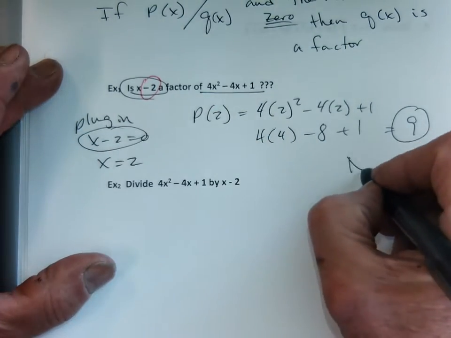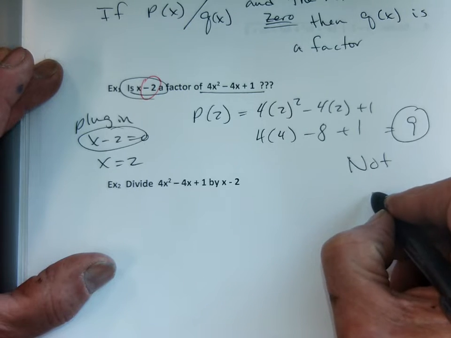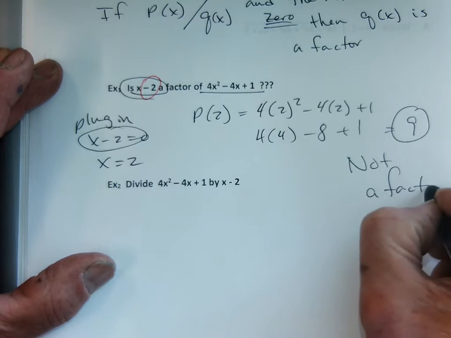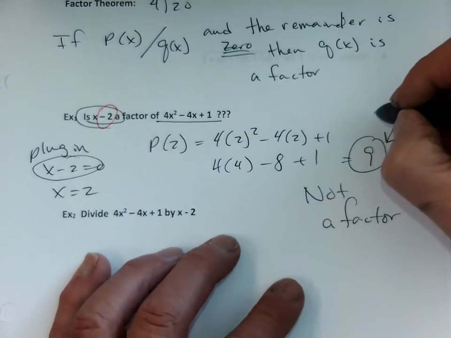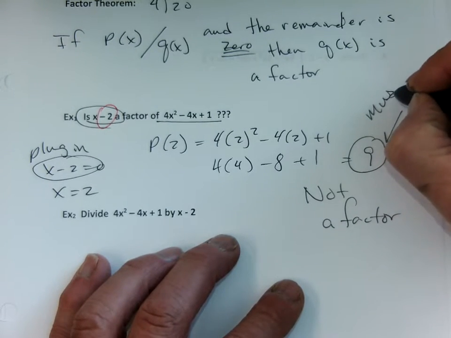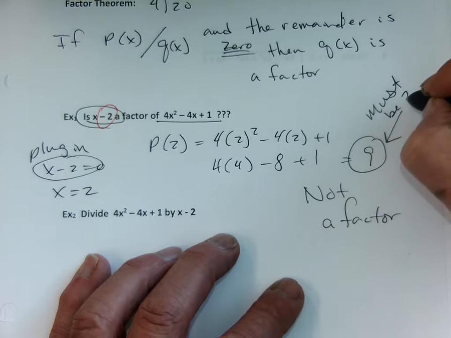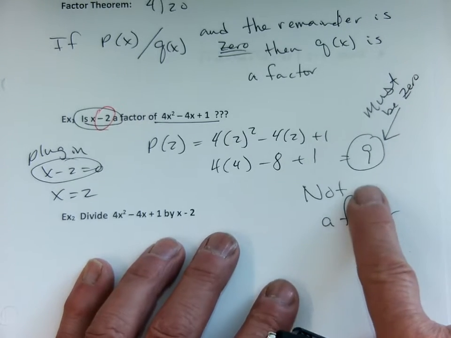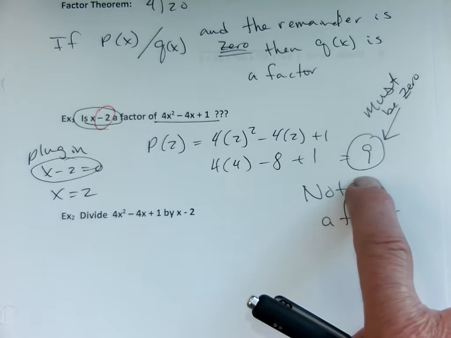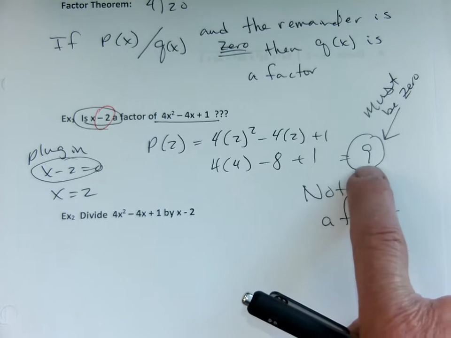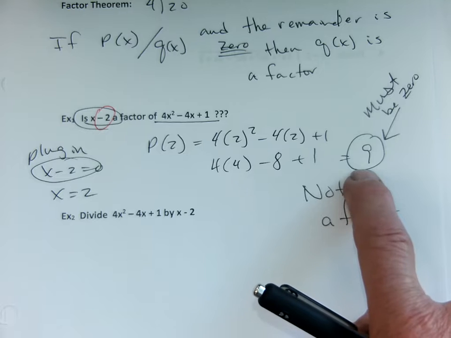Why is 9 not a factor? Oh, you asked the best question. It must have an answer of 0. 0 is what I want. If it's not 0, it has a remainder. I'll say it again: any number except for 0 is a remainder. So this one would have a remainder of 9.